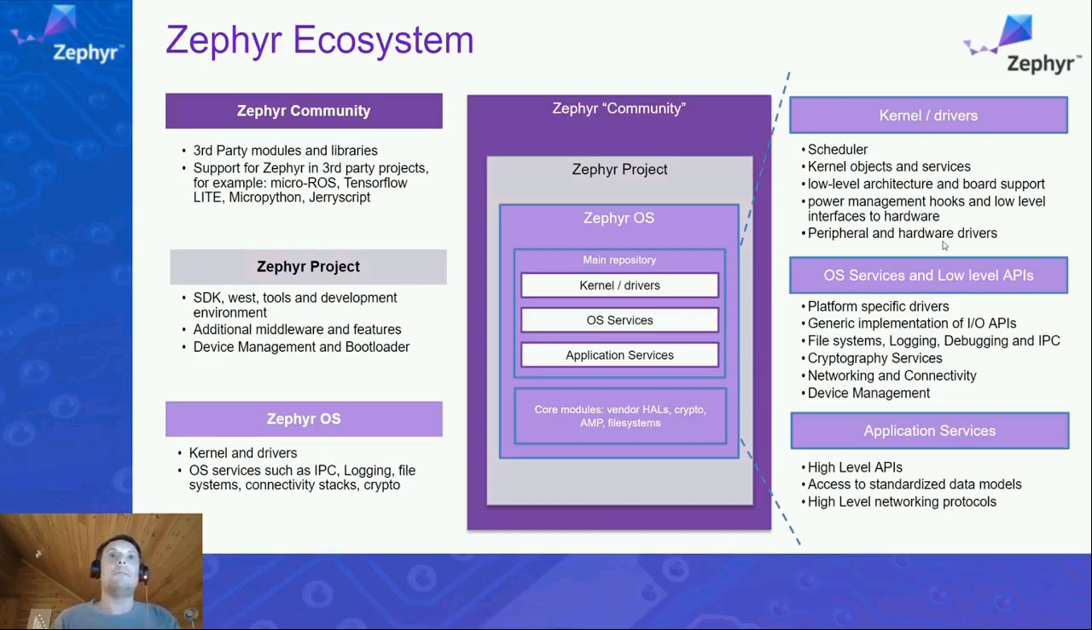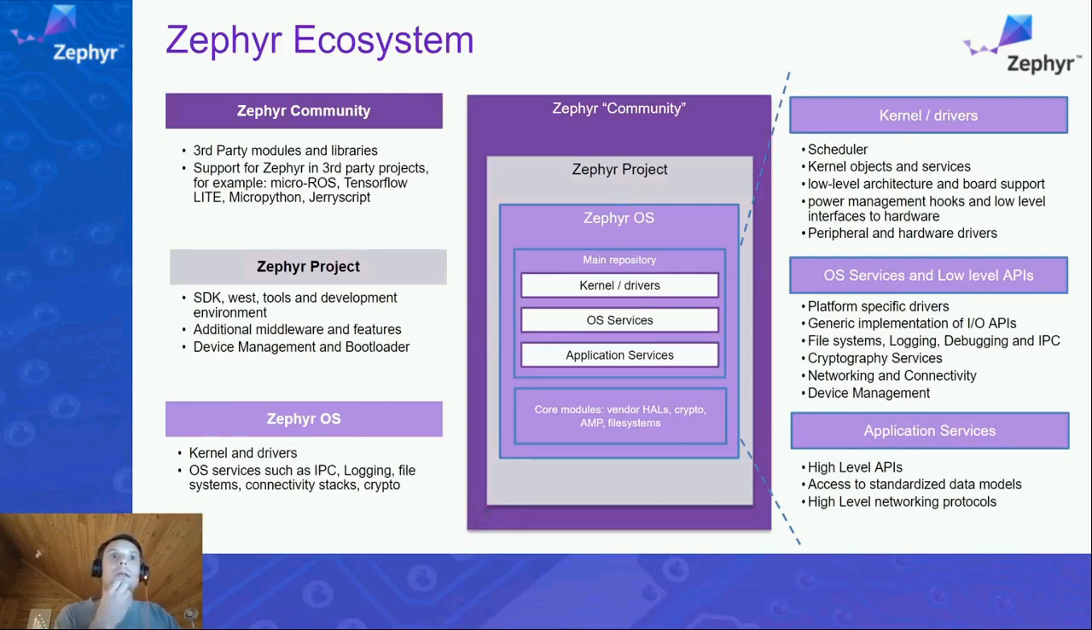And finally, the application services, which are very high-level APIs that allow the application to access standardized data, such as JSON and other formats that are common today. CBOR, for example, is being used more and more for embedded applications. And then we have high-level networking protocols such as HTTP and similar ones. So that describes a little bit the way the Zephyr name is being used today in several contexts to describe the components that define the Zephyr RTOS and what it means.